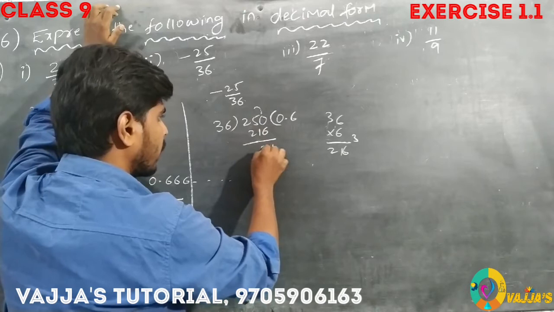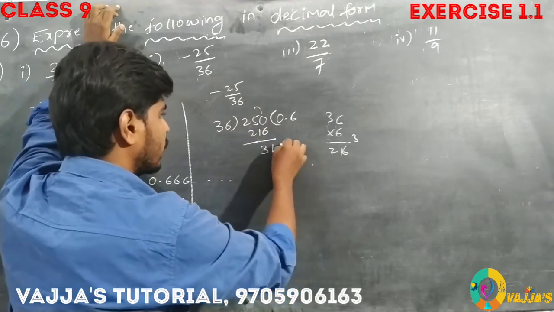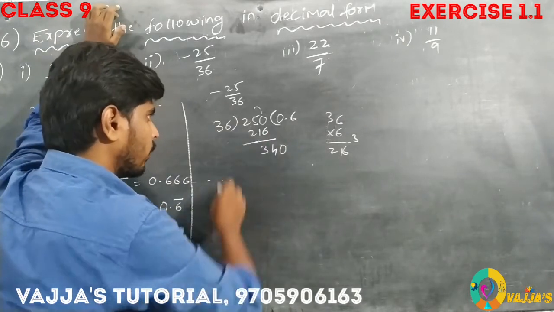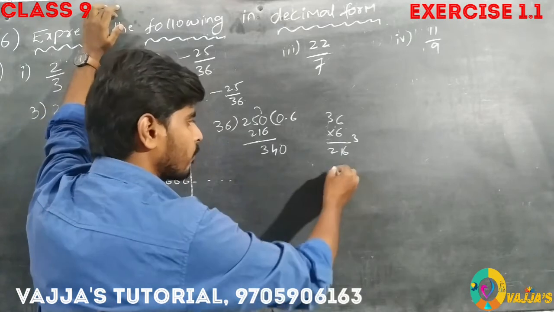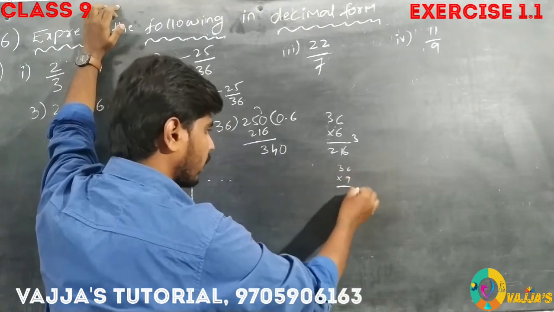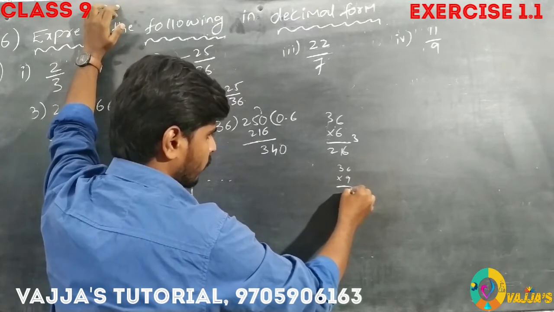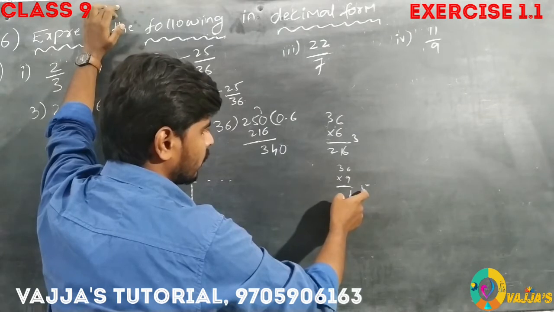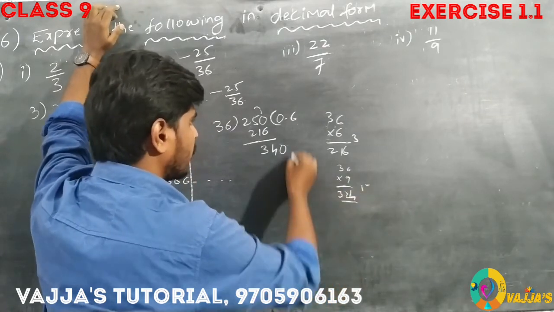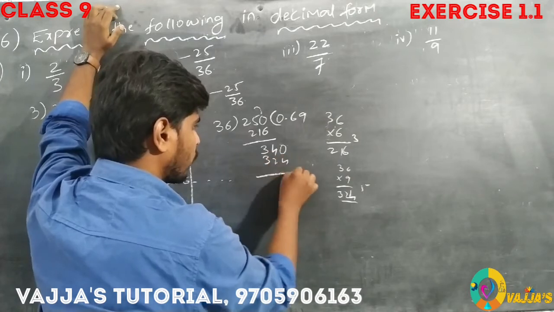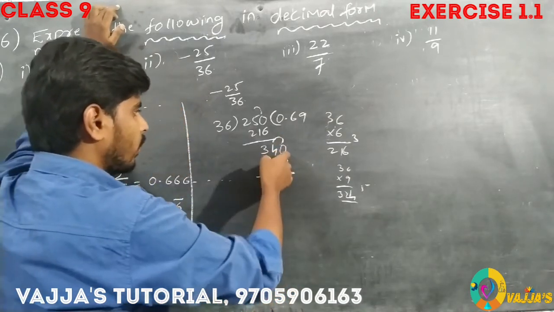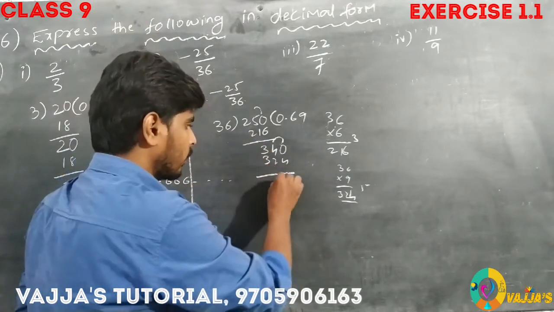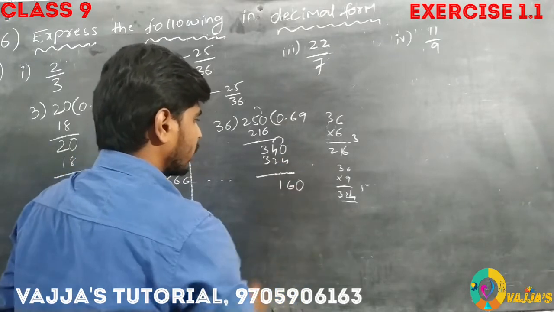Next, 4 it is. From 4 we are again getting 3, so again take a 0 here. 34 is smaller than 36, right? So again take 340, 36 10s are 360. So 36 into 9. 9 6s are 54, 9 3s are 27, 32, 324. Take 9, 324. Here it is 10 minus 4, 6, and 3 minus 2 it is 1. Take 0 again.